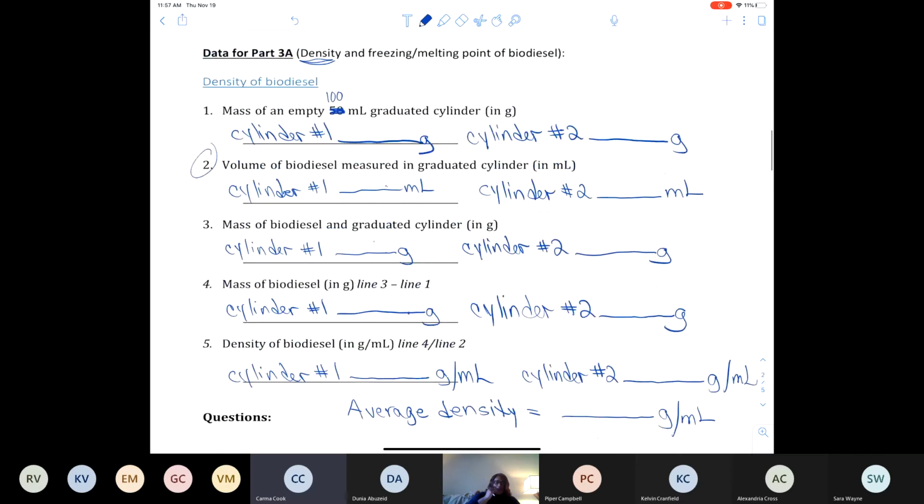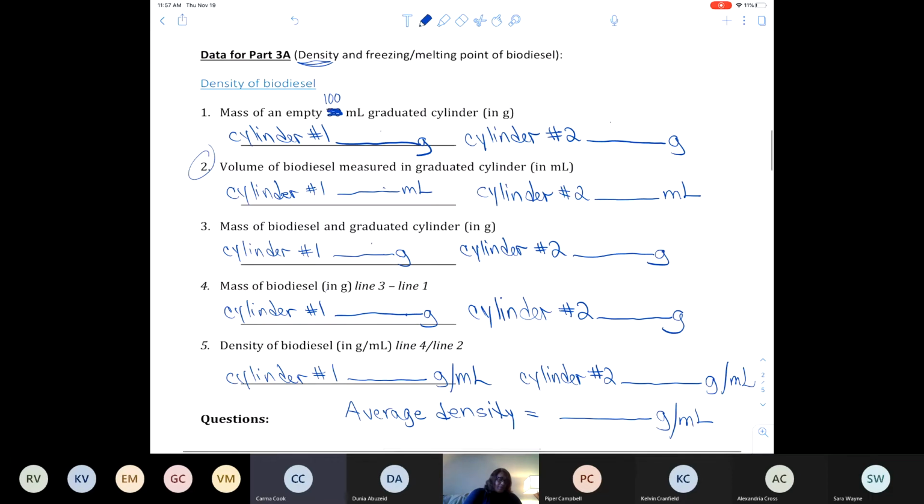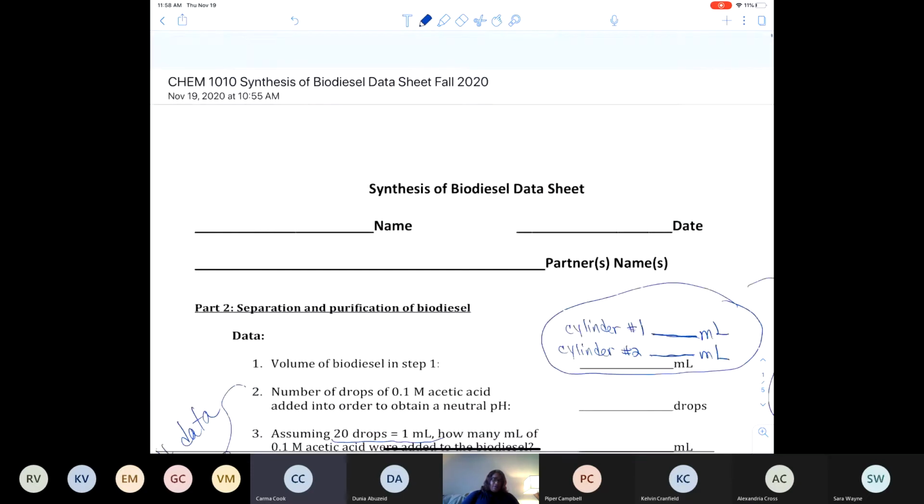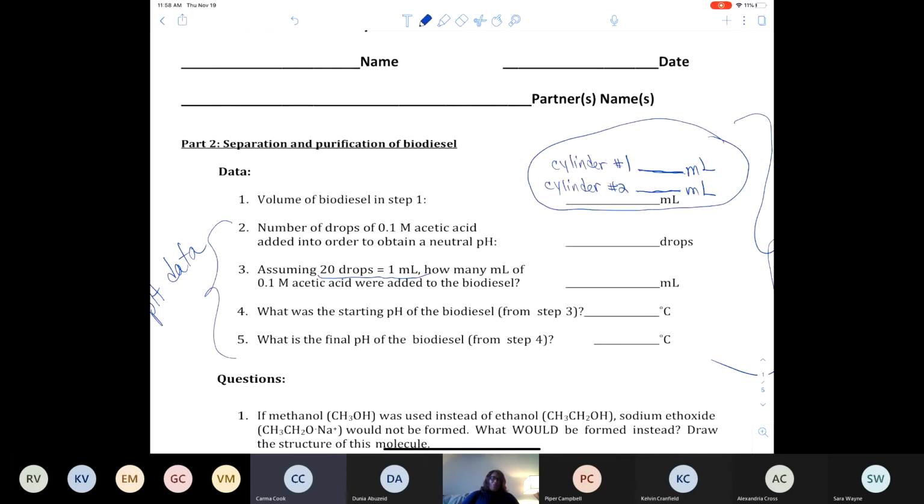And remember, before we began in my pre-lab little lecture, I told you that I had to use 2 different 100 mil, not 50 mil, but 100 mil graduated cylinders to be able to collect all of the biodiesel that I made. And so I asked this question before, how much biodiesel did I make? How much was in the first graduated cylinder in milliliters?